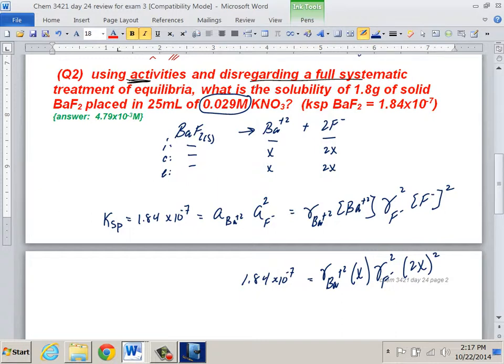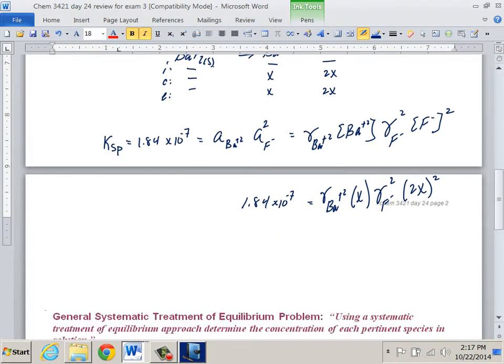Oh, I see. I thought you wanted the answer in grams per liter, but that's what I got for the molarity. I converted it to grams per liter. Oh, yeah, I didn't specify. So since you got that far, what did you get? 1.84 times 10 to the negative 7.